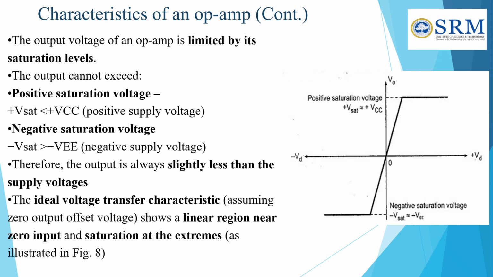If we plot output versus input, we get the voltage transfer curve as shown in the figure. Near zero input, the output changes linearly, but as the input increases, the output quickly reaches saturation and becomes constant. This behavior is very important in applications like comparators, where the output switches between saturation levels.